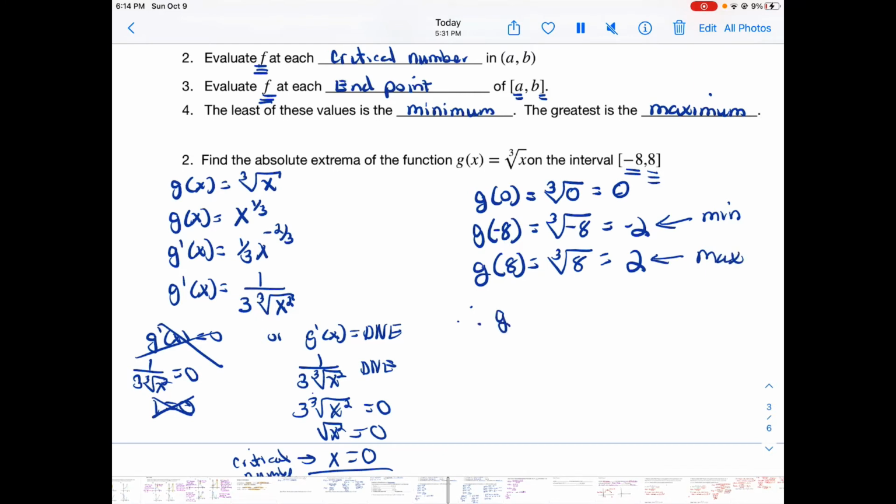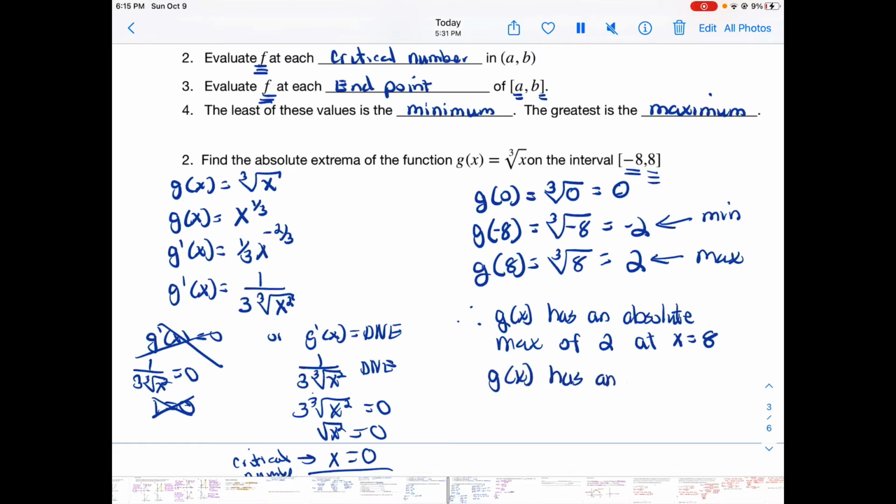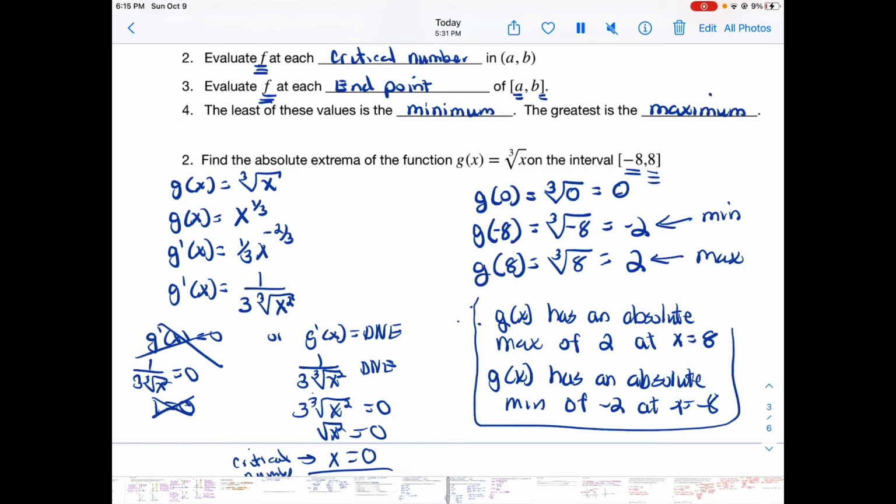So my conclusion is that g of x has an absolute maximum of 2 at x equals 8, and g of x has an absolute minimum of -2 at x equals -8. Now, sometimes you'll see the answers written like this, and this is completely legit.